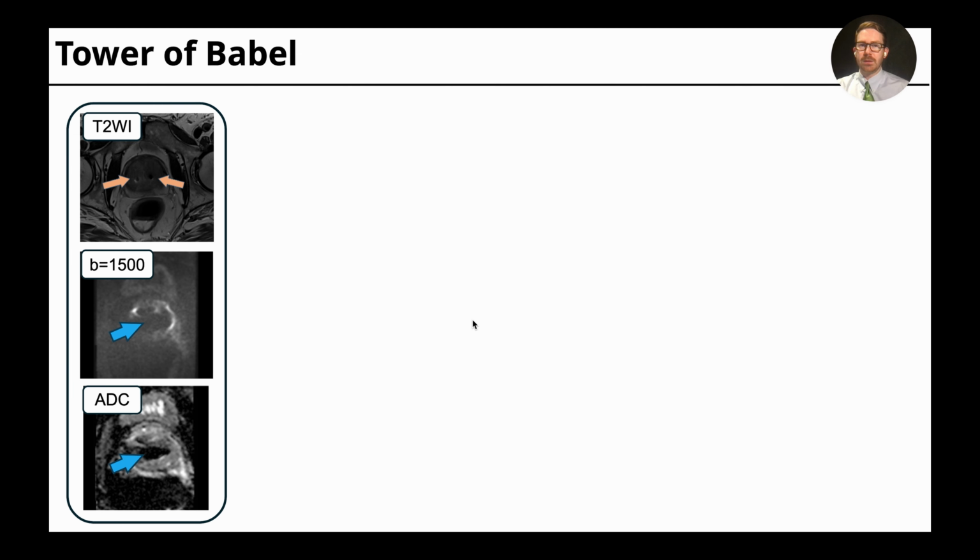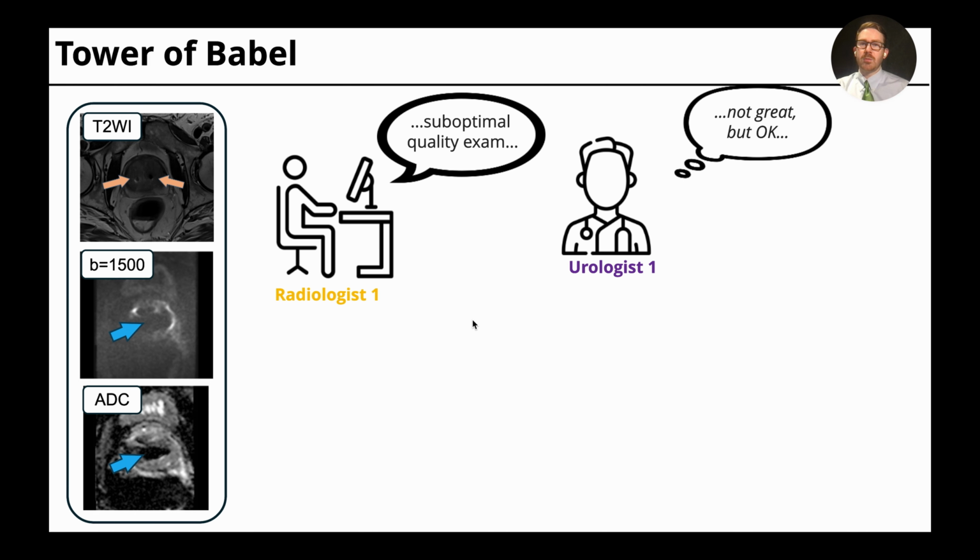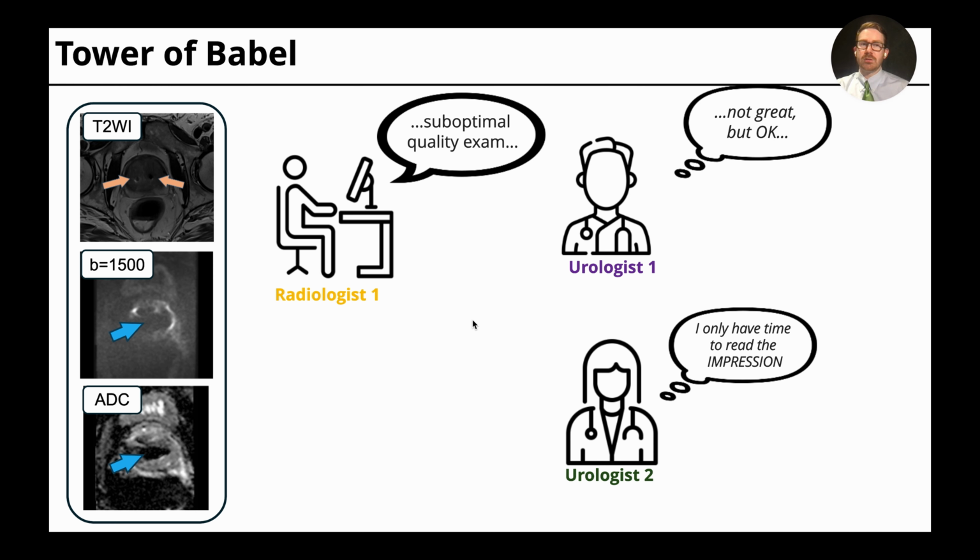Consider the first case. Urolift clips are seen on the T2 weighted images, and they have a clear impact on the quality of the diffusion weighted images at the base of the transition zone. In the findings section of the report, a radiologist could note suboptimal quality exam. This could then be interpreted by one urologist as, well, this is not great, but it's an okay exam, while another urologist may not have time to read the impression. So we have the potential for 2 different interpretations of the same description.